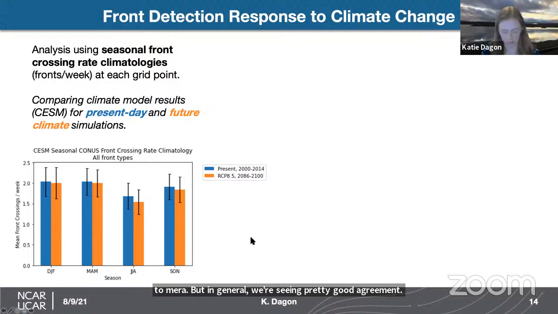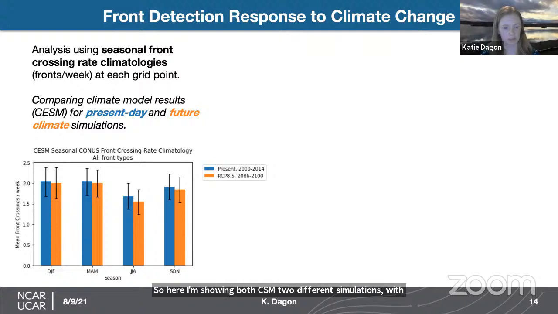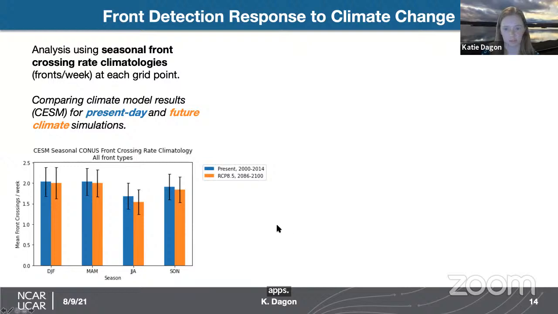So given that we have done all this validation and we feel pretty confident in the detection, we can then move to comparing the front detection response for two different climate states. Here I'm showing two different CESM simulations, one with a present day climate and one with a future climate under RCP 8.5 foreseen at the end of the century, and comparing the climatologies again. And we were surprised to see that they're actually pretty similar. It looks like there could be a drop in JJA that I'll talk about more in a little bit, but overall we're not seeing very significant differences, at least for this particular metric of spatially averaged front crossing rate climatologies.